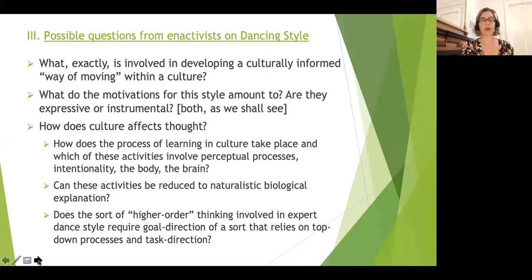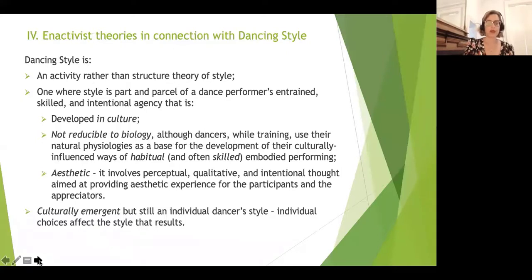As you probably can tell by now, I'm not justifying any of this view on the basis of science or experiments or any of those things, but the pragmatic constraint that David Davies talks about and that Renee Conroy mentioned the other day. All right, so to gather the pieces we have so far, my concept of dancing style is an activity rather than a structure theory of style, one where style is part and parcel of a dance performer's entrained, skilled, and intentional agency that is developed in culture, not reducible to biology, although dancers while training use their natural physiologies as the base for the development of their culturally influenced ways of habitual and often skilled embodied performing.